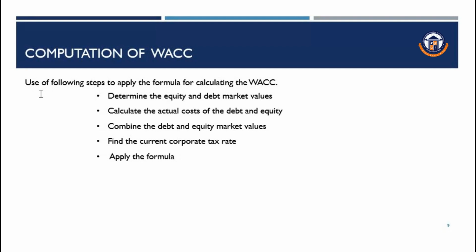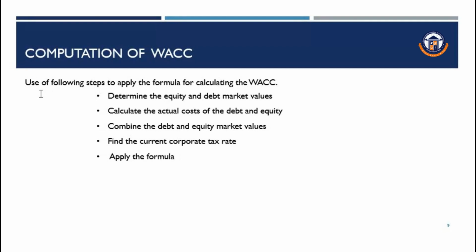The third step is to combine the debt and equity market values. Once you know the market value and actual cost of both the capital debt and equity, combine the values to get the value of the V variable. V means the sum of the equity and debt market values.